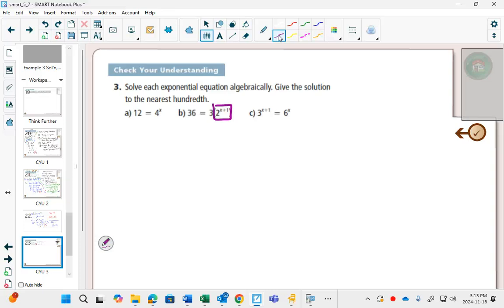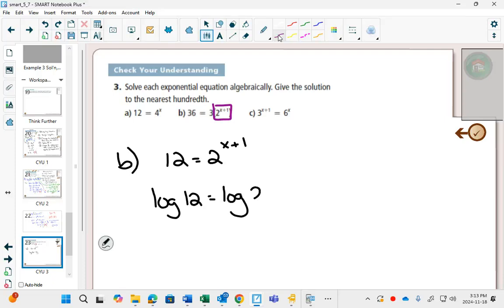Could I get that by itself? Yes. I could divide both sides by 3, and I could get the power by itself. If you can do that, perfect. Solving for x in an exponent, we can take the log of both sides.